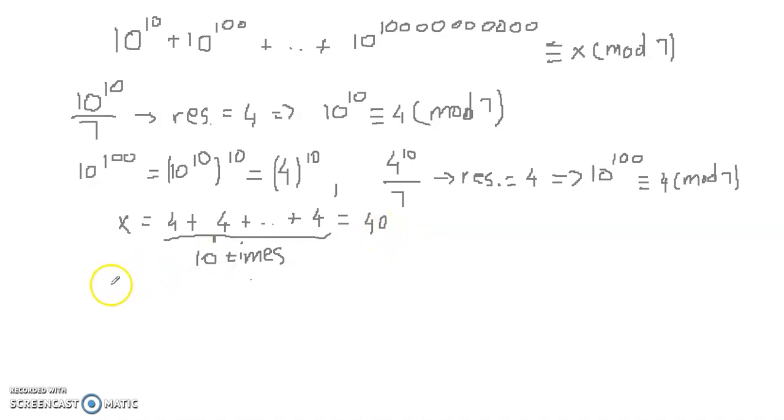Last step, we divide 40 by 7. The remainder is 5, because 7 times 5 is 35, so 40 minus 35 is 5. So that tells us that x is 5 modulo 7, which means that our number divided by 7 gives a remainder of 5.